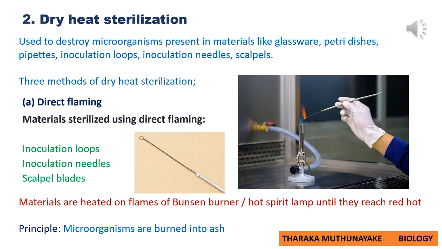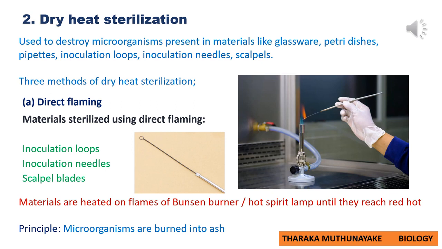We will move to the second physical method of sterilization, that is dry heat sterilization. So this is used to destroy microorganisms present in materials like glassware, petri dishes, pipettes, inoculation loops, inoculation needles, and scalpels. Basically, there are three methods of dry heat sterilization. First, we will move to the first method, that is direct flaming. So which kind of materials can be sterilized using direct flaming? Those are inoculation loops, inoculation needles, and scalpel blades.